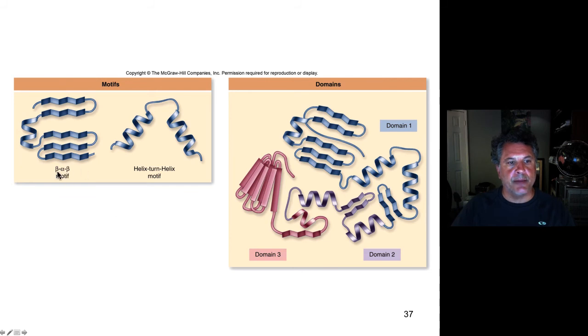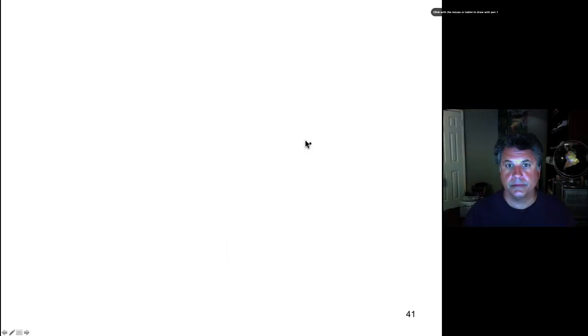So here are some motifs. Here's a beta-alpha-beta motif, beta sheet connected to an alpha helix connected to another beta sheet. Helix turn helix motif, that is found in many DNA binding proteins, including the homeodomain that I mentioned. And then domains can be represented by functional units. This one might have one function. This domain could serve as a connector function between domain 1 and domain 3. So it might be a domain, but its only function might be to connect other domains. So domains are functional units within a protein.